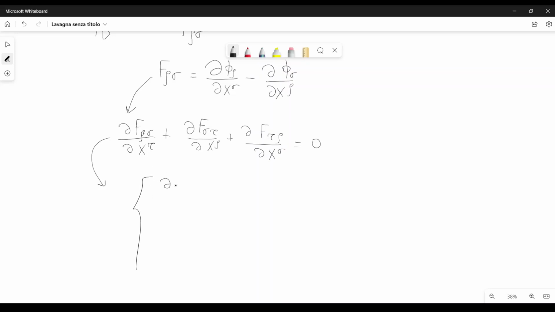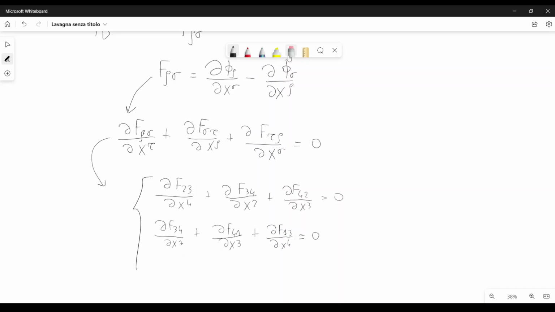We have a system of 4 equations: df23 with respect to x4 plus df34 with respect to x2 plus df42 with respect to x3 equal to 0, and then you have df34 with respect to x1 plus df41 with respect to x3 plus df13 with respect to x4 equal to 0.